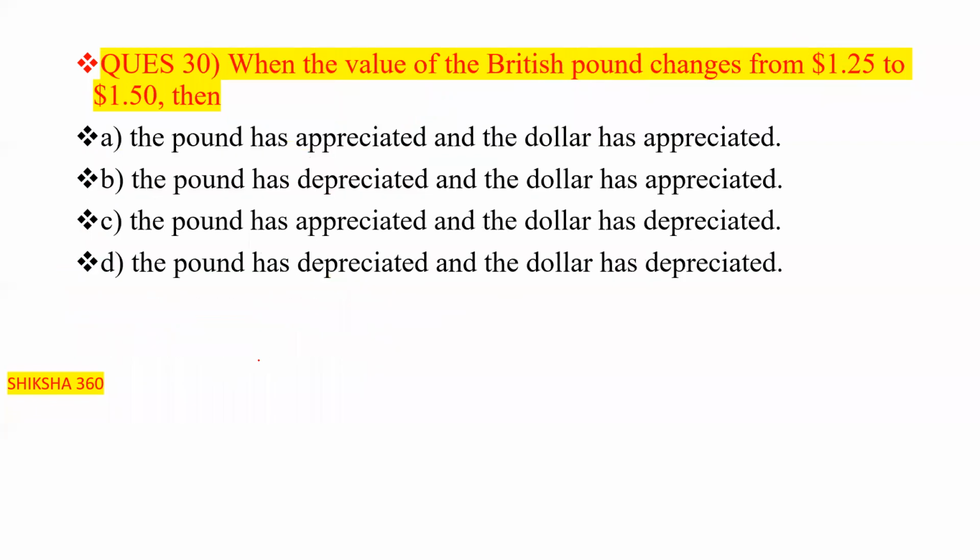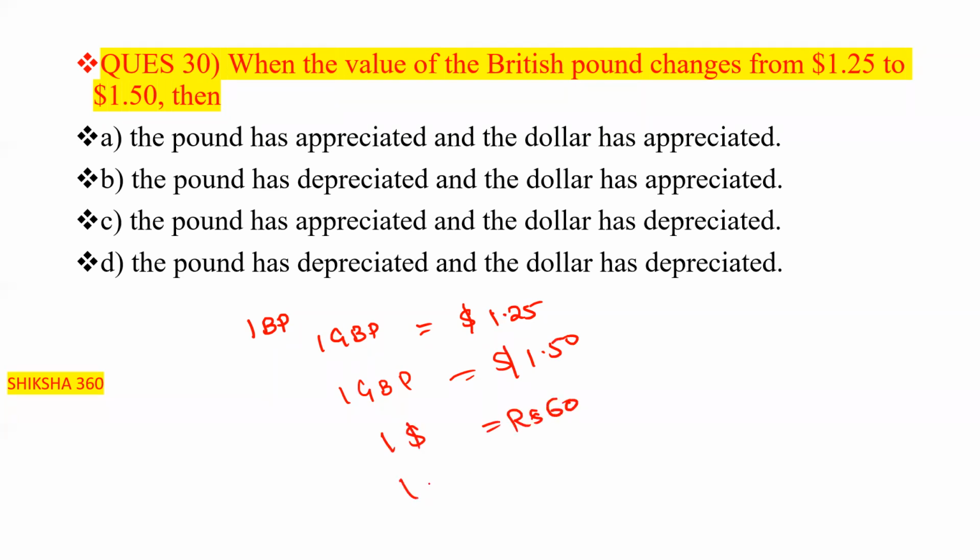Now move to the next question, the last question of today's session. Please understand very carefully. When the value of the British pound changes from 1.25 to 1.50, clear? We can say that earlier 1 British pound or 1 GBP, Great Britain pound, was this one. Now 1 GBP is equal to... We can say that earlier $1 is equal to rupees 60, for understanding, and now $1 is rupees 80.